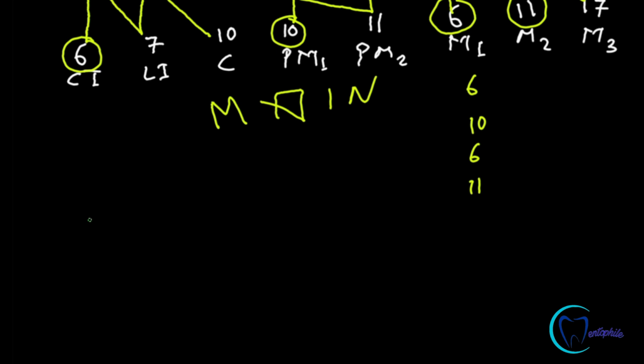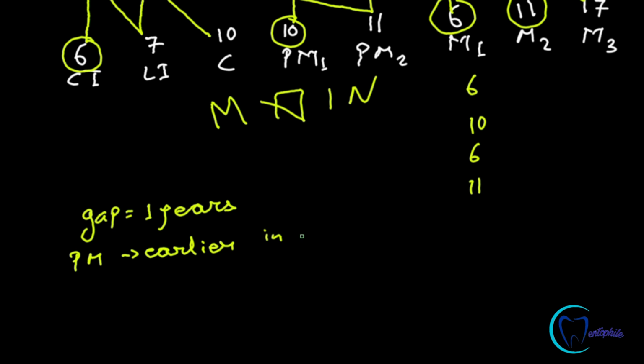Now to conclude, additionally, we can also understand that the teeth in permanent dentition usually erupt at the gap of 1 year of age. That is, there is usually gap of 1 year between the eruptions of the two teeth. And also, the premolar erupts earlier in case of the upper jaw or the maxilla.